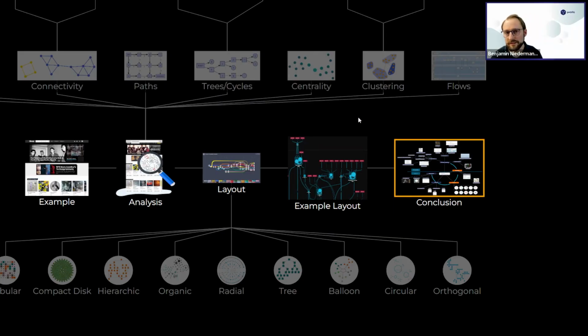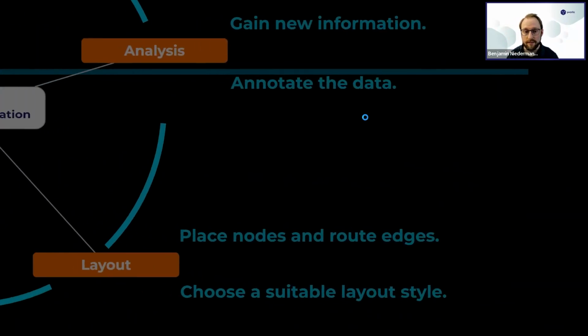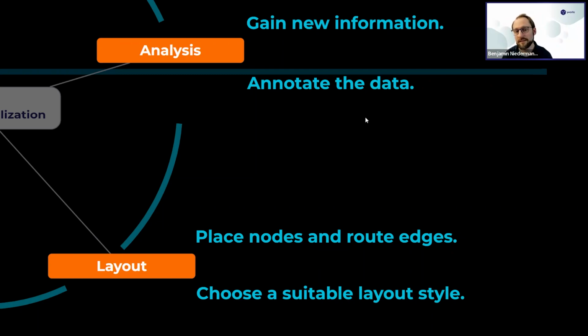And this already brings me to the conclusion. As you have seen, the analysis is an important tool for us for graph visualizations to gain new information in order to decide which kind of layout styles we would like to use, but we can also use it to pre-process the data. So we can annotate the data, for example, finding already important shortest paths, and we could say, okay, we annotate our data with this information in order to use this then later on in the visualization process.